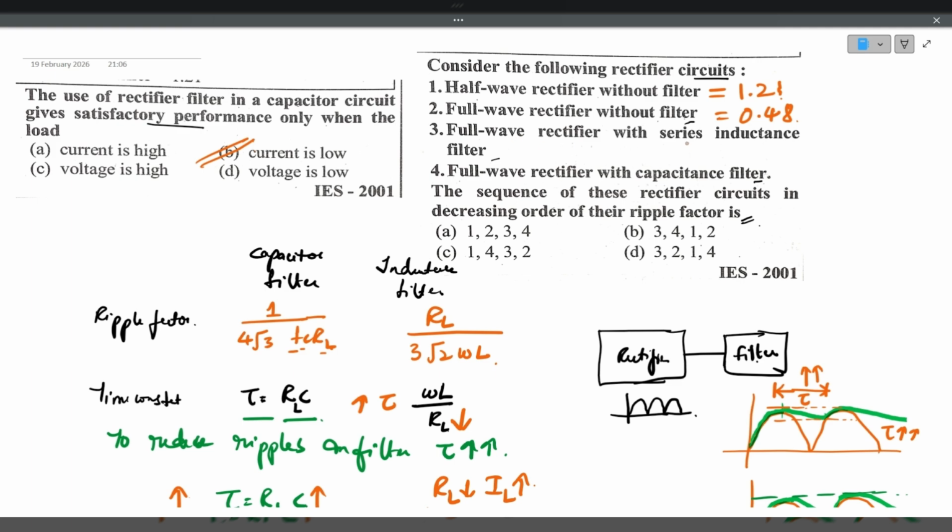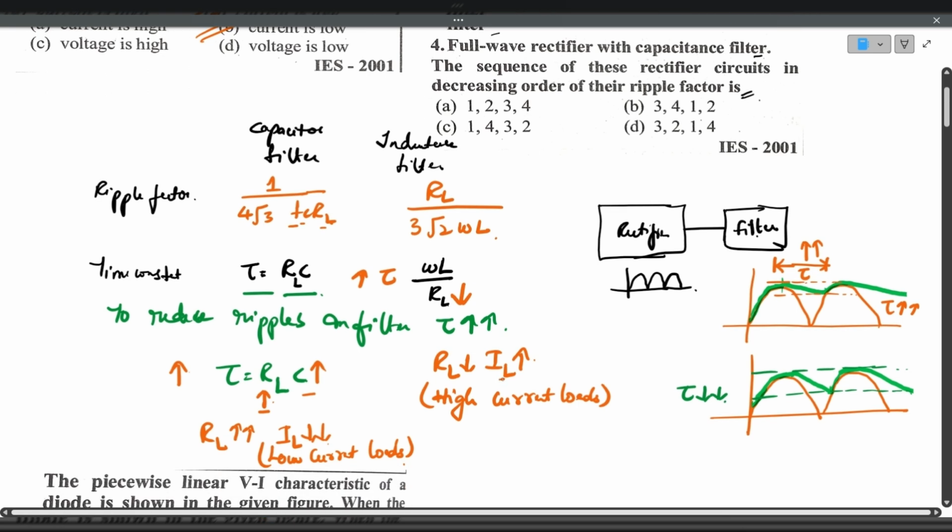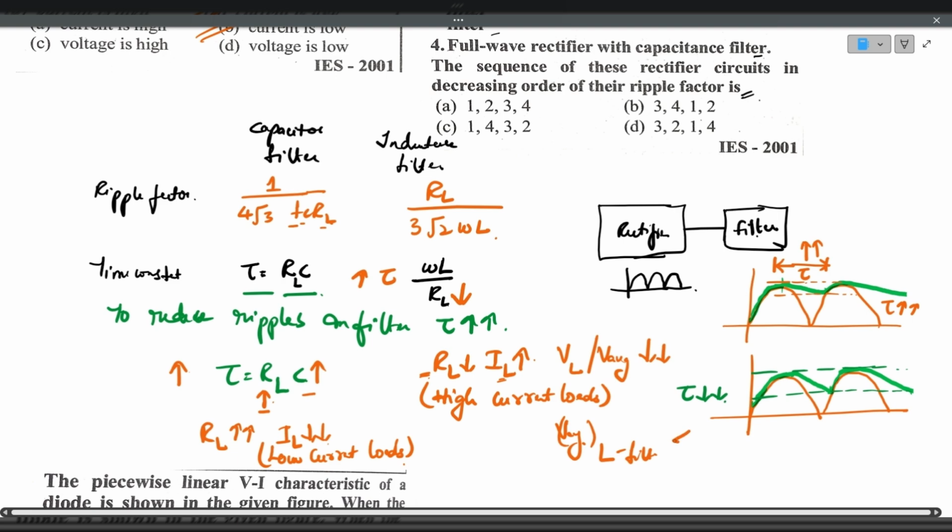Full wave rectifier with the series inductance filter. Usually, when you use the series inductance filter, the resistance is low. As the resistance is low, current will increase, but the output voltage VL, or V average, will overall reduce because of the lower resistance. So the output will be filtered, but the average voltage at the output side of the inductance filter is lesser than the average voltage of the capacitor filter.